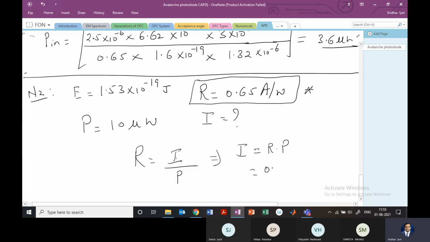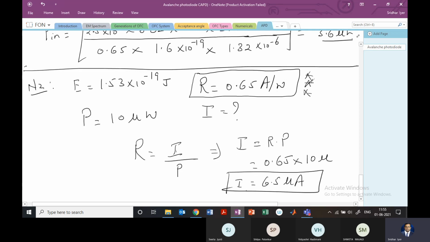R is given to us, which is 0.65. Power is given to us, which is 10 microwatt. Once I do this, I will directly get the current value, right? So please be aware, in the question and in general, every time we don't have to memorize the formulas. Hints are there. Mostly the units will always help us. This is a very simple calculation. You'll just get 6.5 microampere.